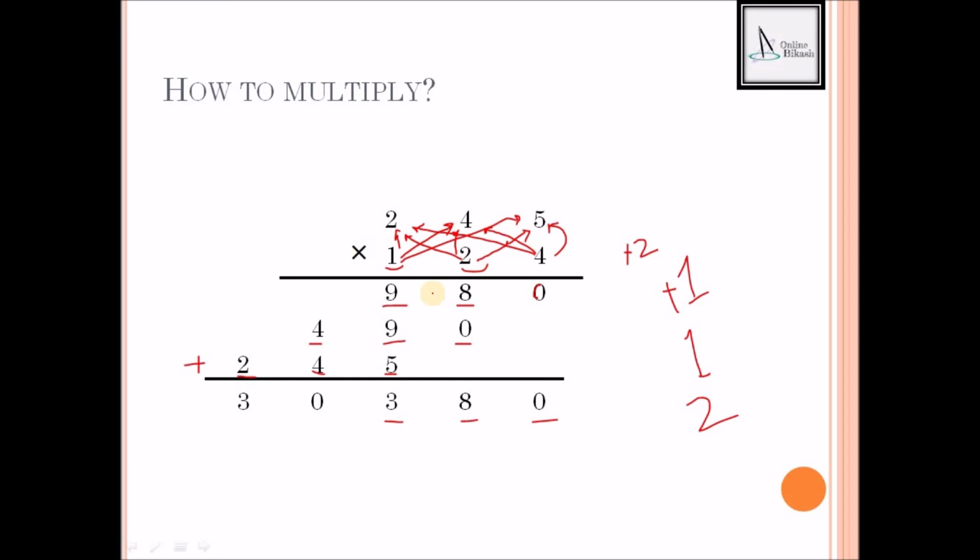Now 4 plus 4 is 8. With that 2, 10. So from this 10 we will write the 0 only. 1 is carried, and with that one, if you add this 2, 2 plus 1 will become 3. Hence our answer is 30,380. So this is the procedure of multiplication.